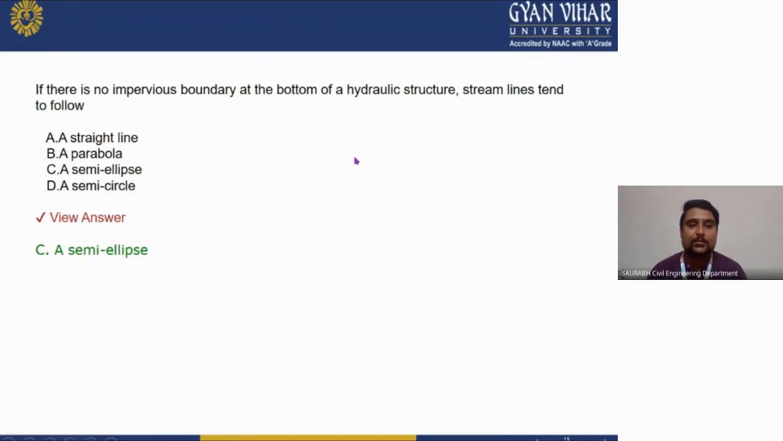If there is no impervious boundary at the bottom of a hydraulic structure, what will the streamline trend of the flow be? What will be our right answer here? A straight line, a parabola, a semi-ellipse, or a semicircle. What will be the right answer? The right answer here will be C. As you can see here, it will be a semi-ellipse.